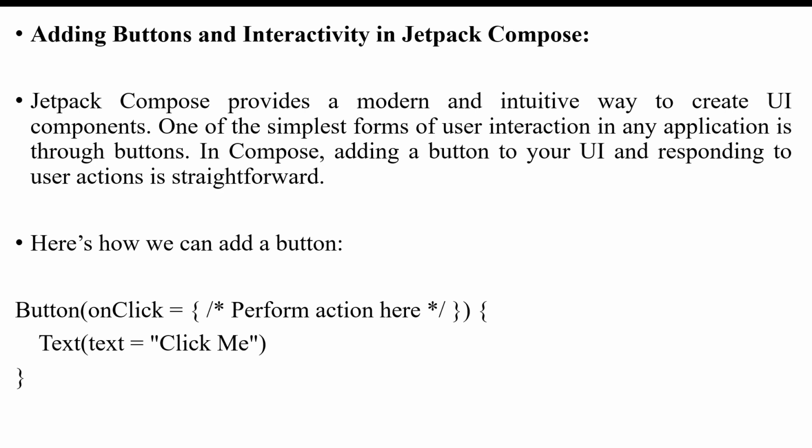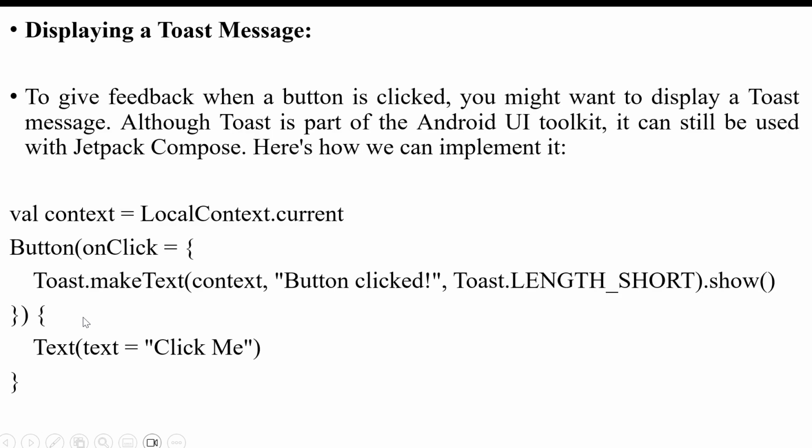Here is how we can add a button. Button, onClick equals, open the braces and perform the action here. You can keep any kind of action there. Then open the other curly braces: Text equals Text, "Click me". So this Button is a command which is used to perform the button operations.